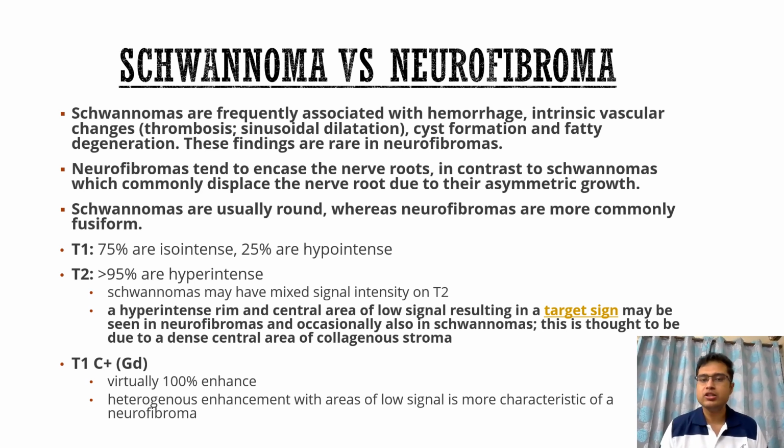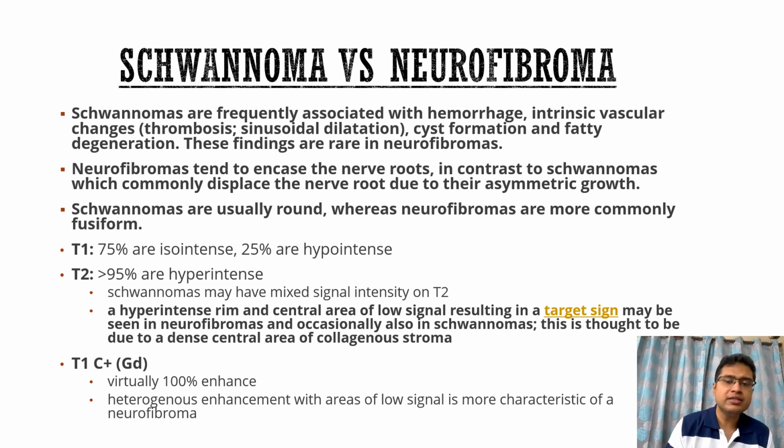Schwannomas are frequently associated with hemorrhage, intrinsic vascular changes like thrombosis, sinusoidal dilatation, cyst formation, and fatty degeneration. These findings are rare in case of neurofibromas. Neurofibromas tend to encase the nerve roots in contrast to schwannomas, which commonly displace the nerve root due to their asymmetric growth. Schwannomas are usually round, whereas neurofibromas are commonly fusiform.